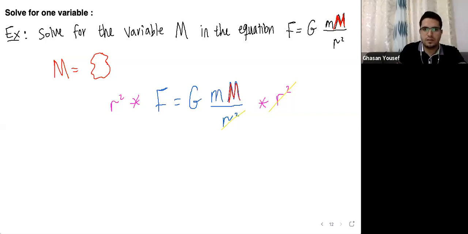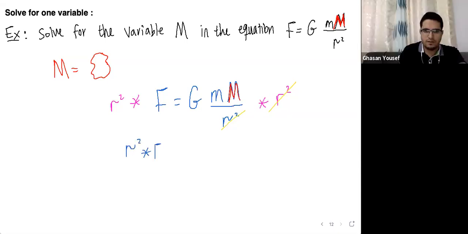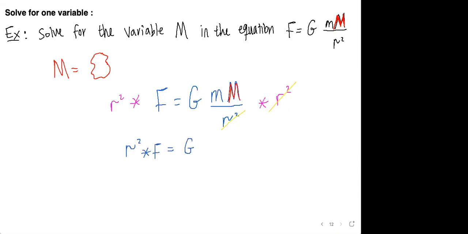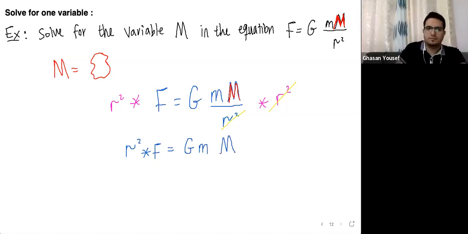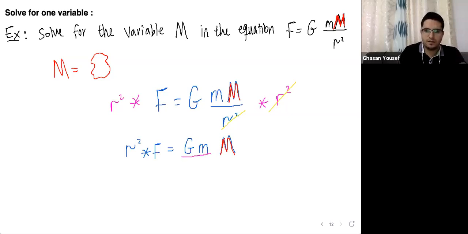So what do I do next? Now you can rewrite it as r squared times F equals G small m times capital M. So now you can just divide by G and small m on both sides and you're left with the big M. Exactly. So dividing both sides by G and small m.